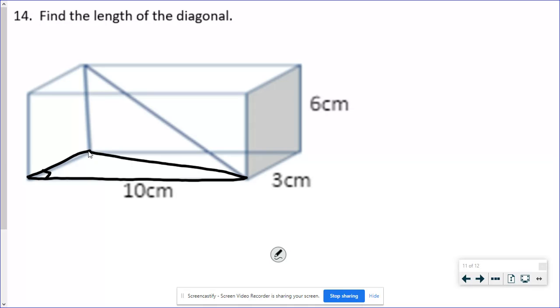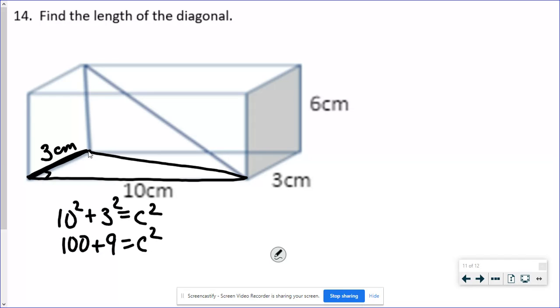But because I know that this is a rectangle and a rectangular prism, that base being a rectangle, that has to be a right angle. The long side in front is 10. This side, even though it's marked on the other side, I know that that is 3. So the 10 and the 3 are my legs, right? So I would have 10 squared plus 3 squared equals c squared. So I'll have 109 equals c squared.